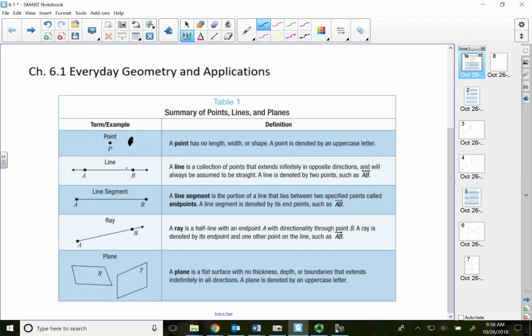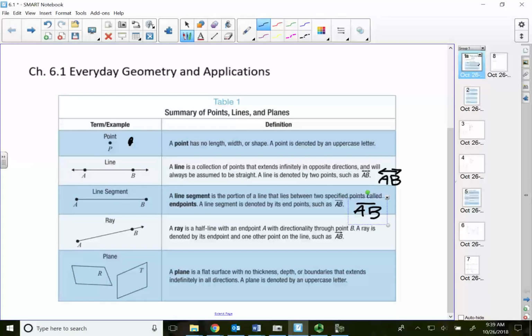So if we pick two points on the line, call them A and B, we can call this line AB. The way we denote it in geometry is line AB, this way. A line segment is a portion of a line that lies between two specific points called the endpoints. So if I cut off the right side of B and the left side of A, between A and B, that's called the line segment. It has two endpoints. A line segment is denoted as segment AB. That's the way we say it.